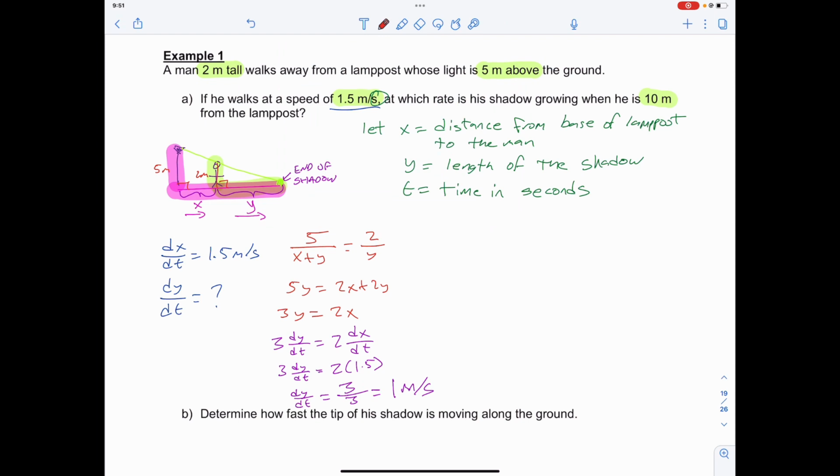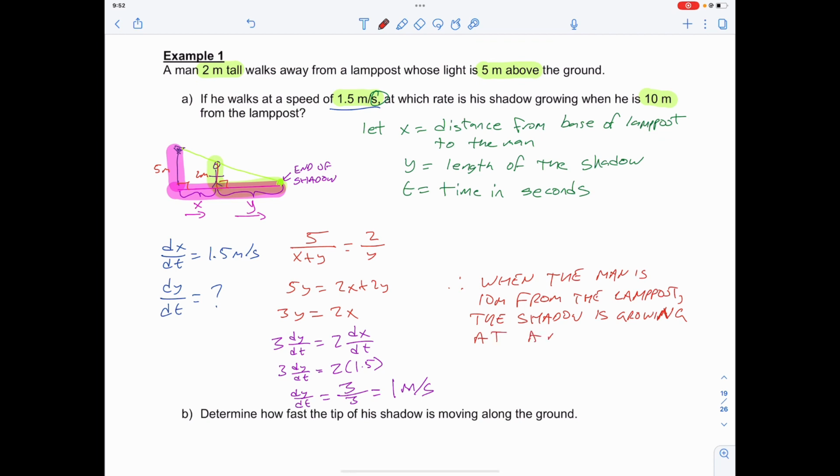And then we're going to write our sentence. Therefore, when the man is 10 meters from the lamppost, the shadow is growing at a rate of 1 meter per second.